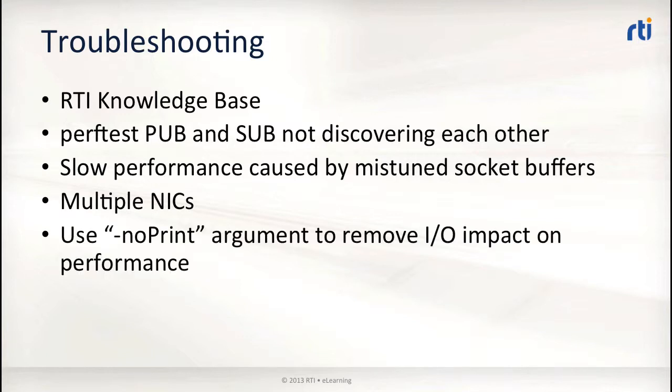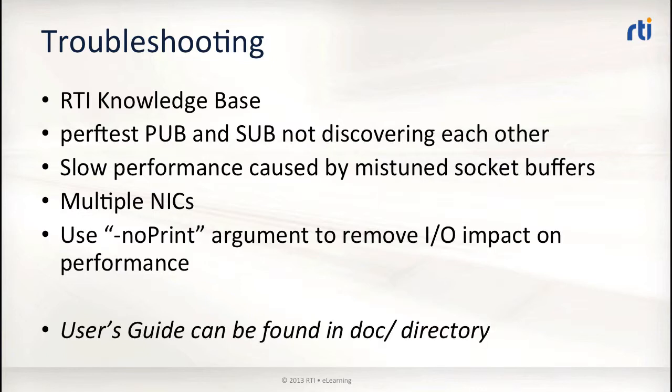Sometimes the I/O impact from printing the instantaneous results can affect the performance through no fault of Connext. This can be avoided by using the noPrint argument so that instantaneous results are not printed. The summary statistics will still be printed as these are displayed after the test execution finishes. There's plenty of additional information, including some common kernel settings, in the user's guide of the PerfTest installation in the doc directory.